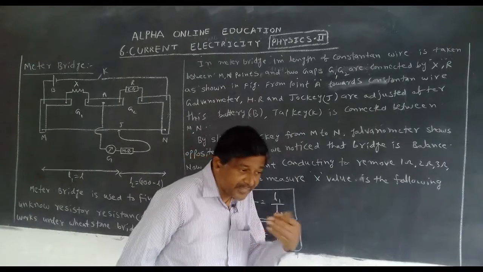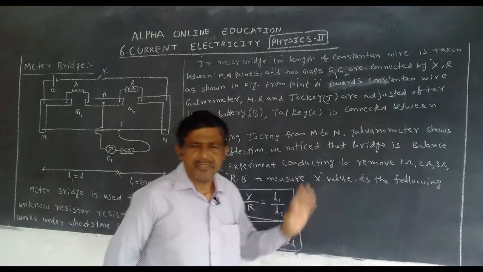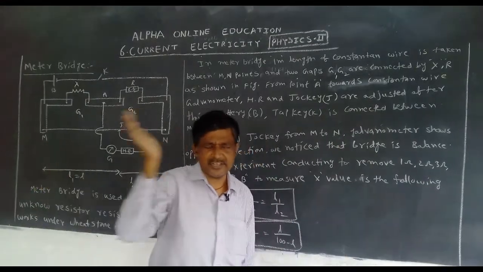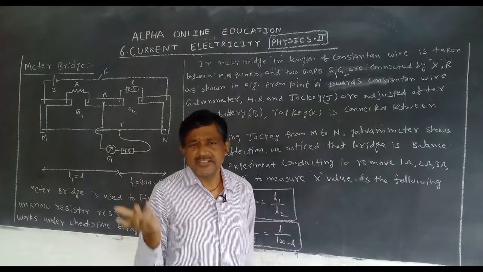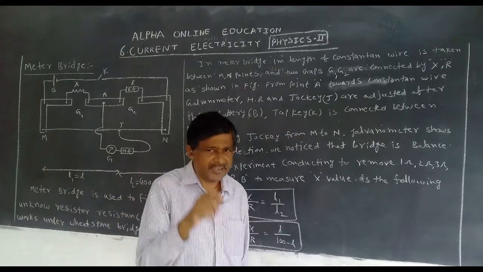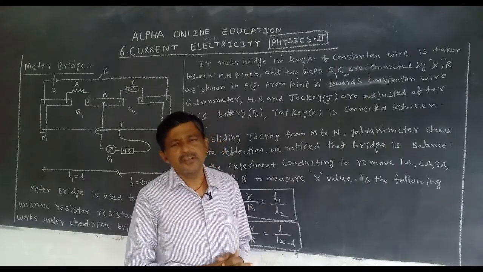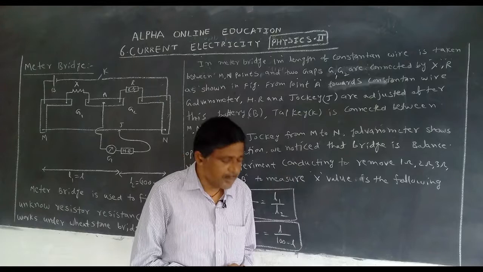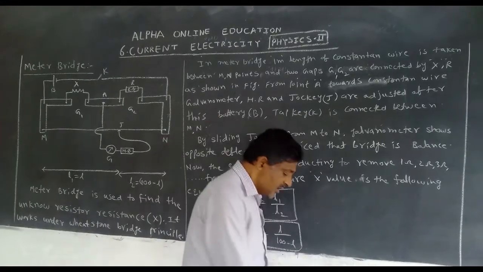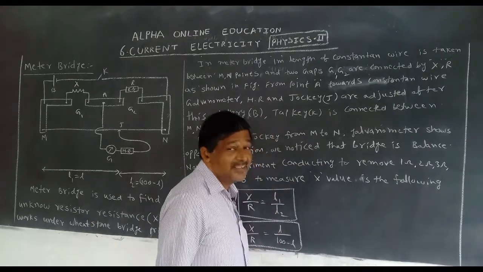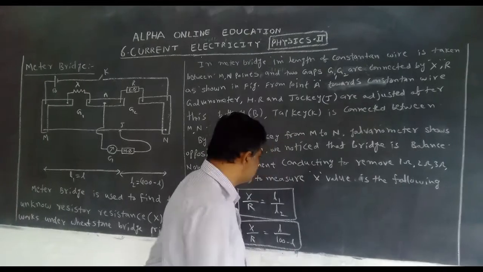Next, we repeat the experiment. Now remove which one? 2 ohm. And slide the jockey from M to N. Again the galvanometer shows zero deflection. That point is called the balancing point. From the balancing point to the first end of the wire is called the balancing length. In this way we find the unknown resistor resistance with the help of which one? Meter bridge.